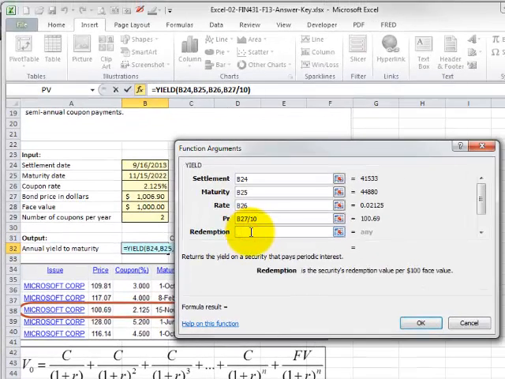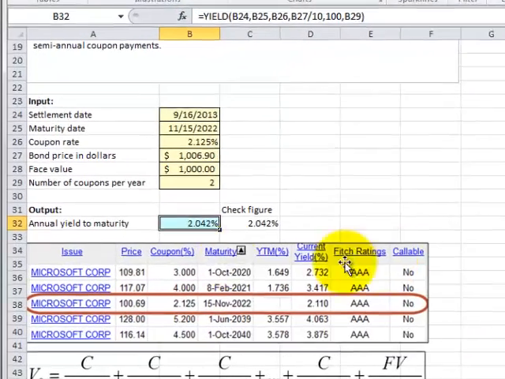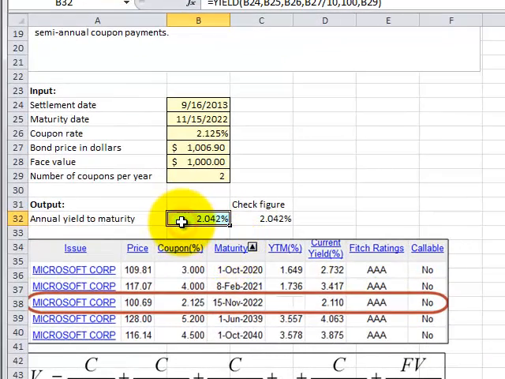We need the redemption per 100 of face value. We're always going to set that parameter to 100. And finally we need the frequency, the number of coupon payments in a year. Excel has calculated our yield to maturity as about 2%. There it is, 2.042%.